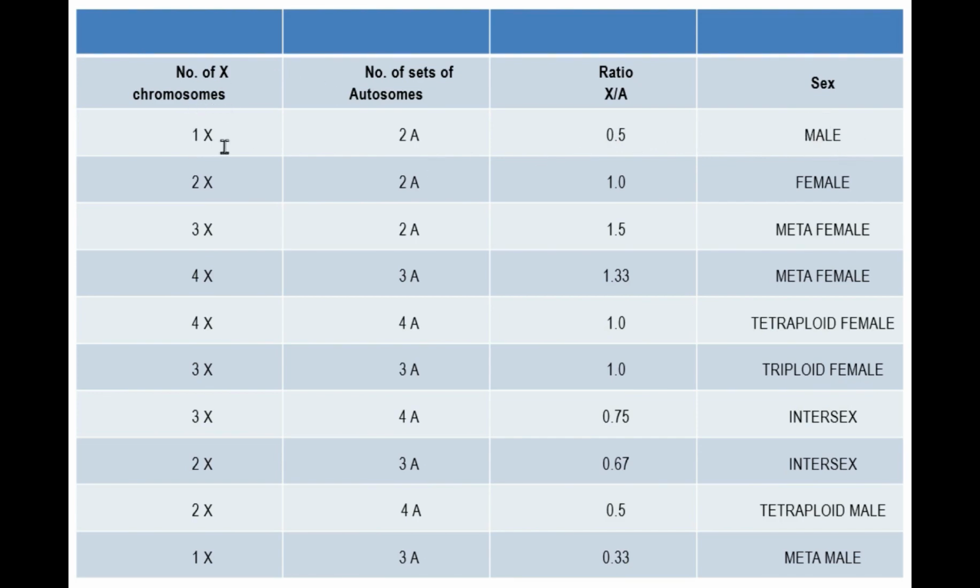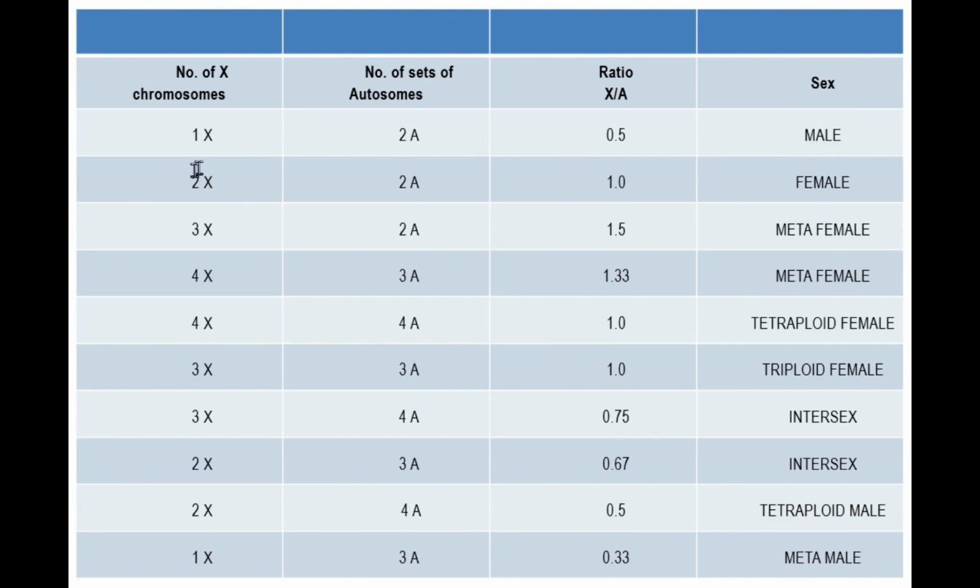Let me repeat it again. When zygote contains one X allosome or one X chromosome and two sets of autosomes, here do not try to consider Y, because it is not playing any role in determination of maleness. That's why we are not mentioning it here. Directly the genes that are present on the two sets of autosomes will play a role in determining sex of the individual. So 1X divided by 2 sets of autosomes is equal to 0.5, and this 0.5 figure or genetic constitution refers to maleness in Drosophila.